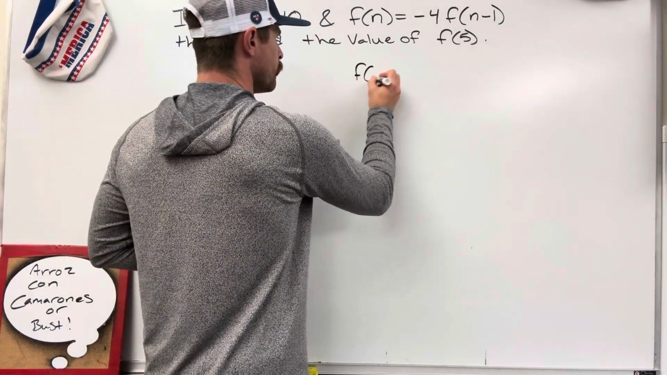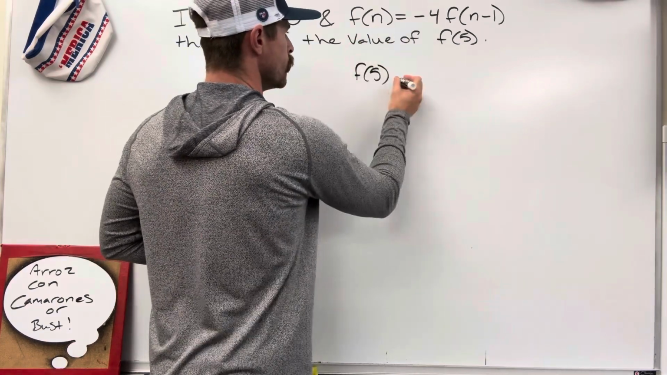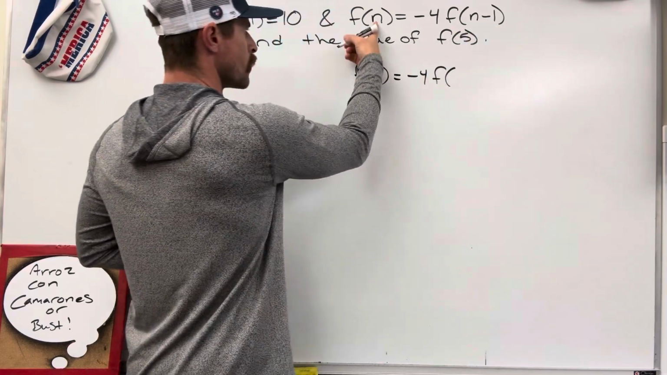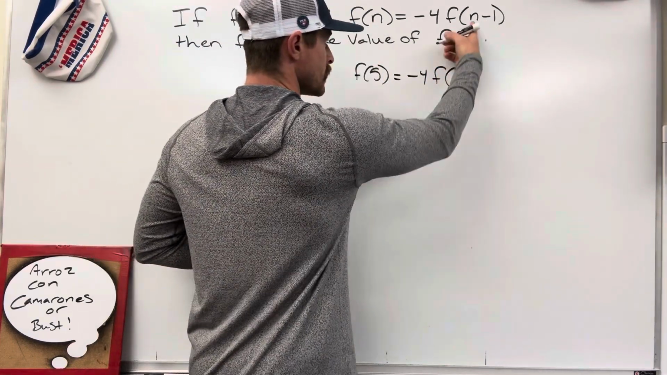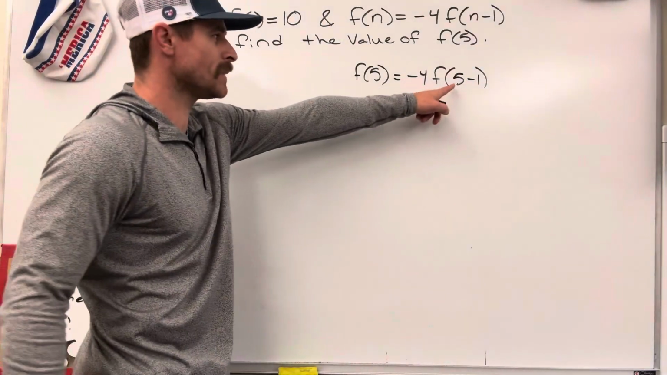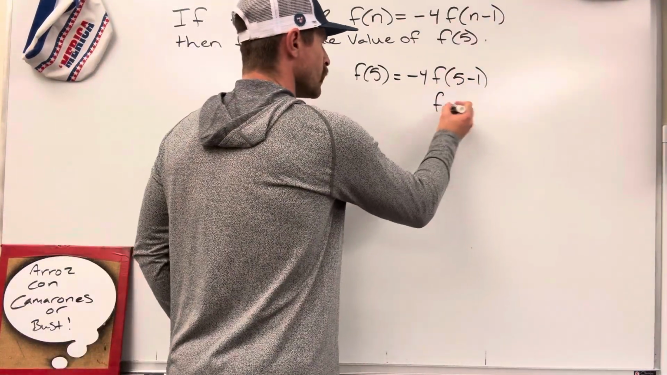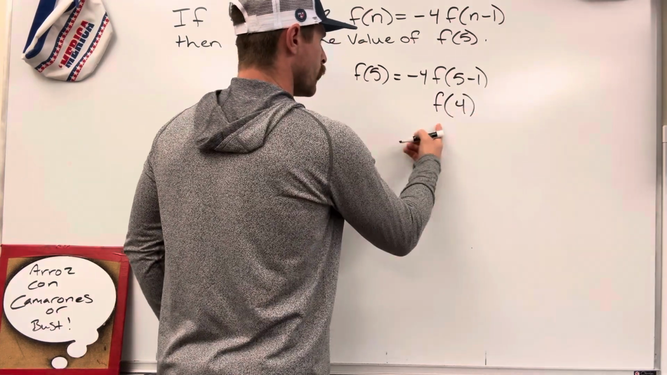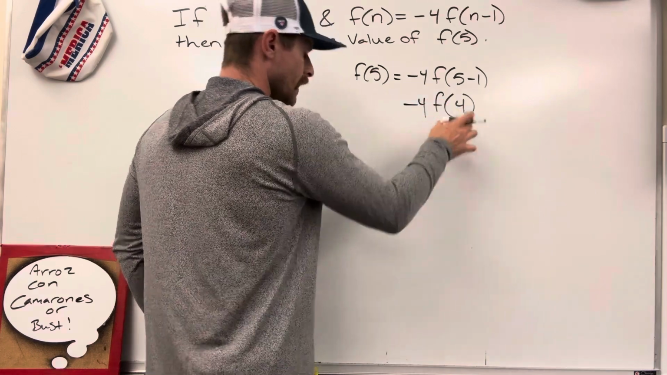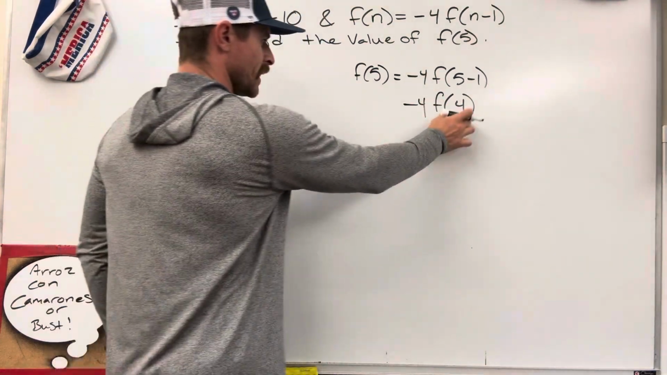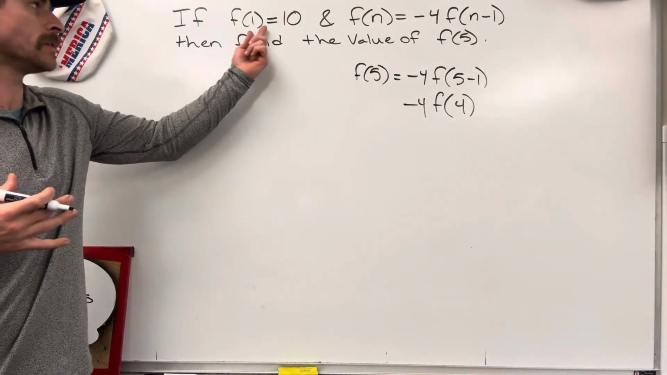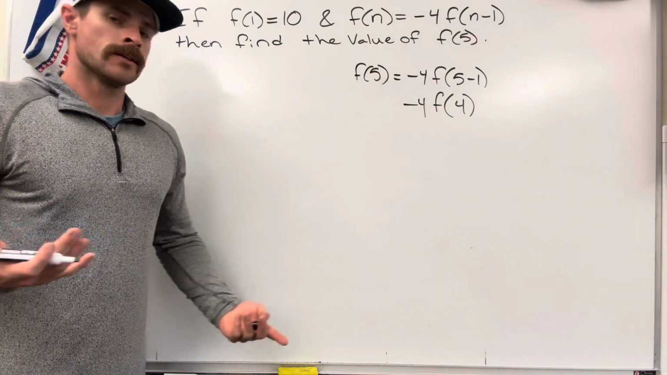So f of 5 would have to be equal to negative 4 times f of n minus 1. Well, we're replacing the n with a 5, so we're going to replace this n as well with a 5 minus a 1. And what that's going to give me is f of 4. This is a problem because who knows what f of 4 is? If I knew what f of 4 was, I could just multiply it by negative 4 and I'd have my solution. But I don't know what f of 4 is because the only information we were provided with was f of 1 is equal to 10. So how do we go about this?